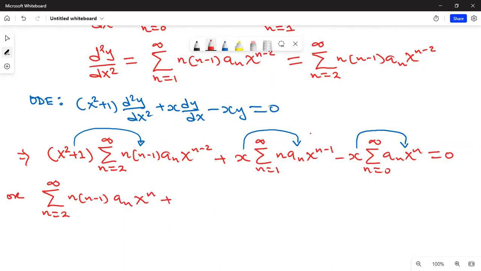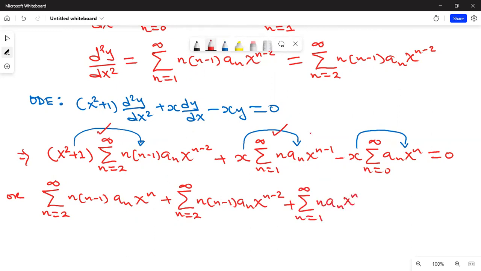Then plus, now I'm multiplying by 1, we get the same series: n equals 2 to infinity of n minus 1 a_n x raised to n minus 2. Now, remember, I'm through with this. Now let me go to this one. When I take x inside, remember it is x raised to 1. So we'll have plus the sum from n equals 1 to infinity of n a subscript n x raised to n. Remember the laws of indices, x raised to 1 times x raised to n minus 1. When you take 1 plus n minus 1, you get n.